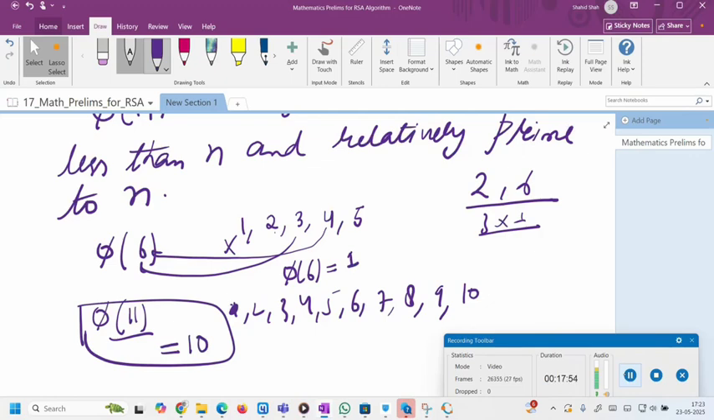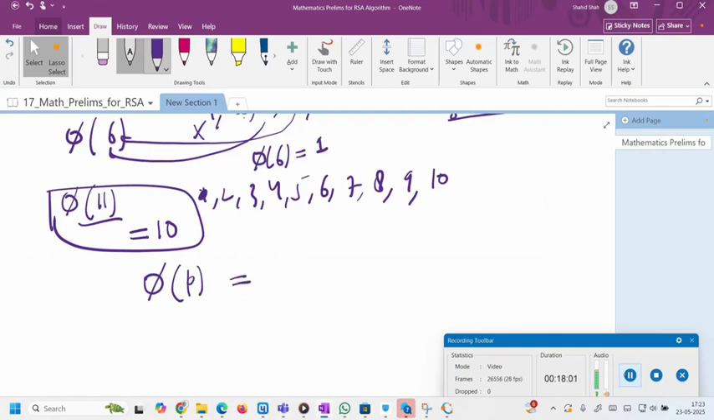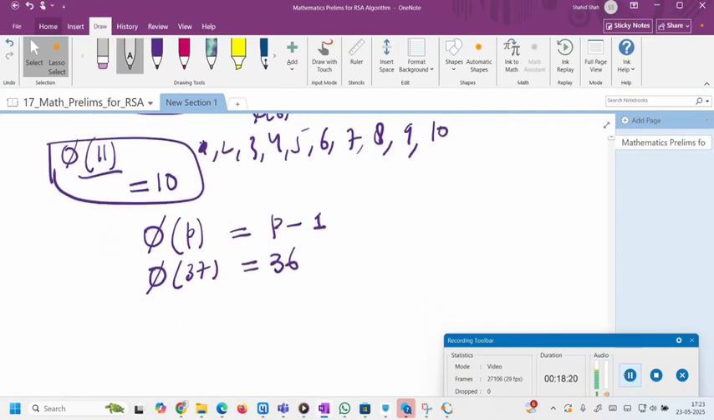In fact, if you have any prime number p, then phi of p will always be p minus 1, because it does not have any common factor with any of the previous numbers. Suppose someone asks you phi of 37, you only need to note that 37 is a prime number, so this will definitely be 36. If a number is not prime, then you really need to count how many numbers are coprime to it.